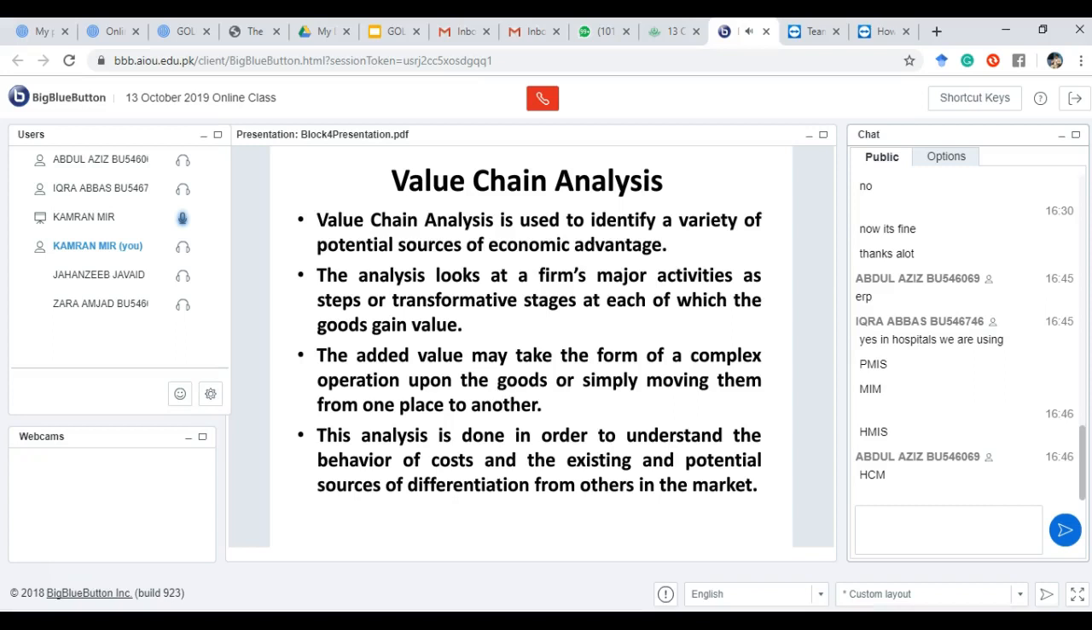Point number 2: the added value may take the form of a complex operation upon the goods, or simply moving them from one place to another. It can either be a complex operation, or a very simple transportation of the product. This analysis is done in order to understand the behavior of costs and the existing and potential sources of differentiation from others in the market. Obviously, this is done to evaluate the whole cost of the product. It looks at the costs involved in each process when you are going through this supply chain system, and evaluates each and every part of it to see the cost behavior, and also the potential sources of differentiation, like how the market is operating and what procedures they have put in place.